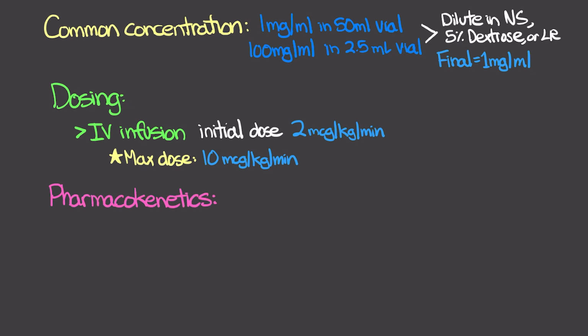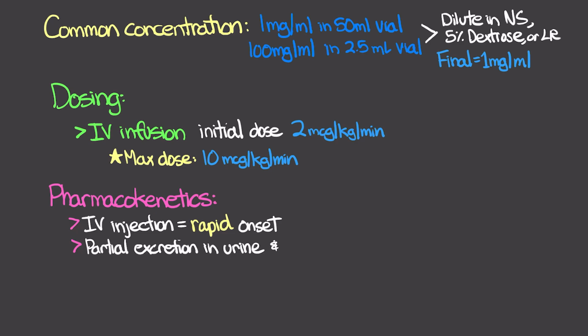As far as the pharmacokinetics go, when we inject it IV, it does have a rapid onset of action. It is partially excreted in the urine, as well as through something called proteolytic cleavage. Not important to know, but basically it's just the breakdown of the bonds between amino acids on the protein, thus changes the structure of the drug.